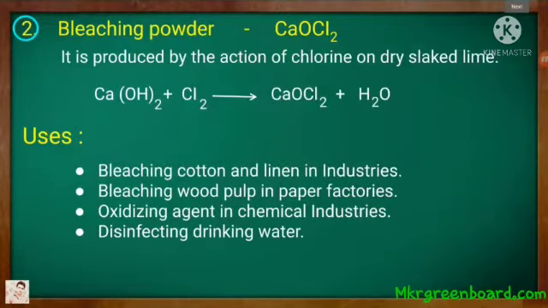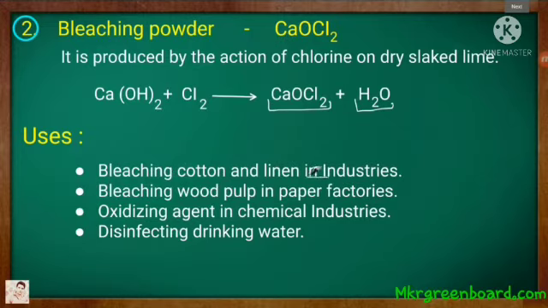Second one, bleaching powder. Bleaching powder's chemical formula is CaOCl2. It is produced by the action of chlorine on dry slaked lime. In a chemical reaction, Ca(OH)2 plus Cl2 forms CaOCl2 plus H2O. Its uses.